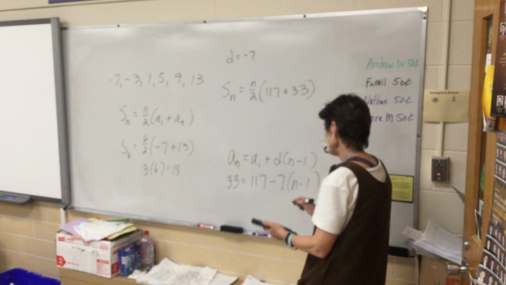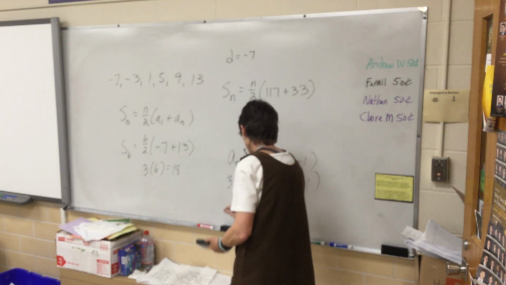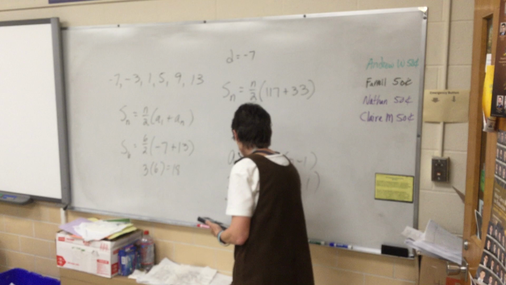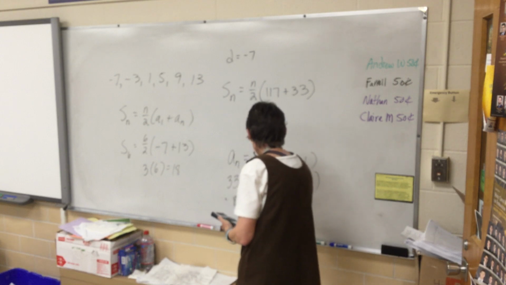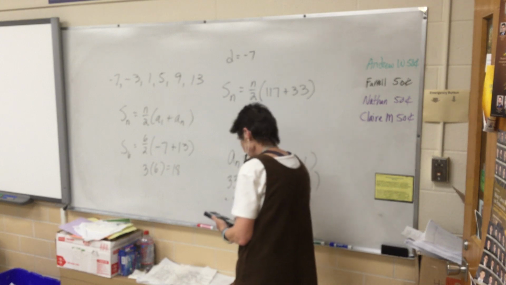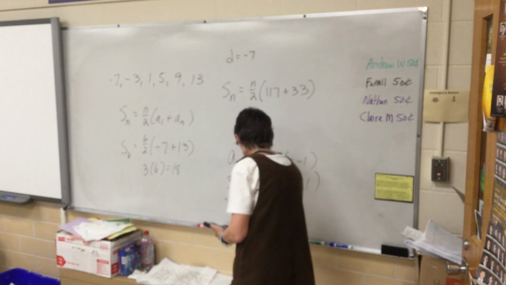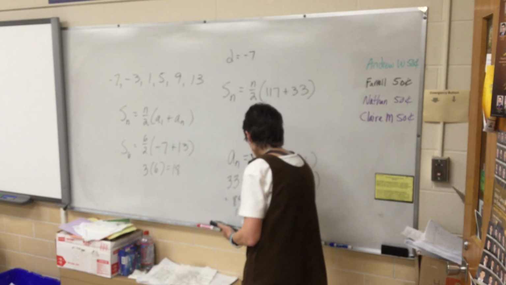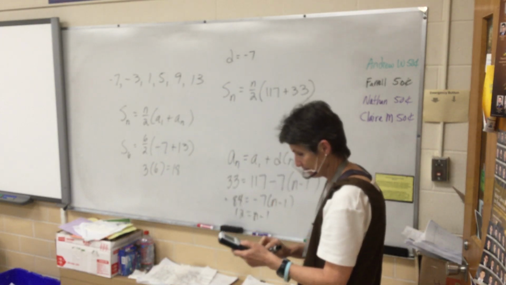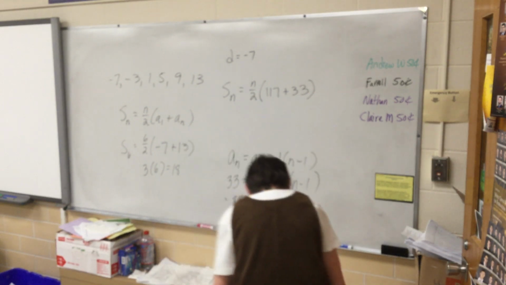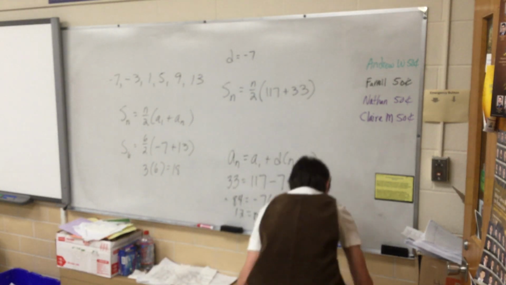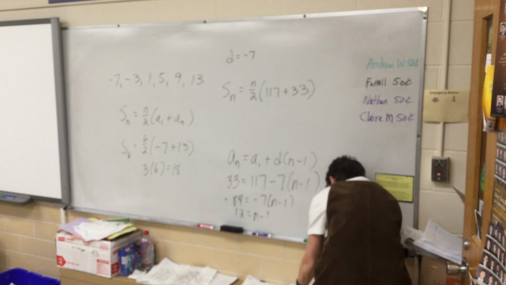I got 13. I subtracted 117, divided by -7, and added 1. So I got 13 for n. Is that what you got? Somebody? Anybody?